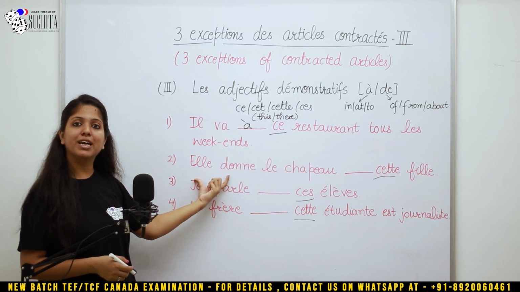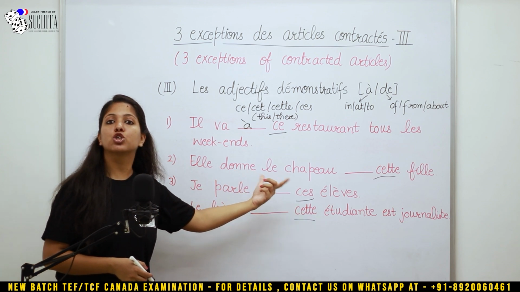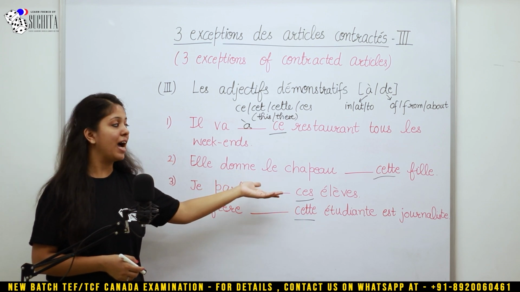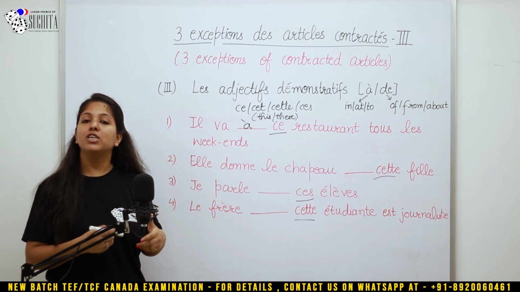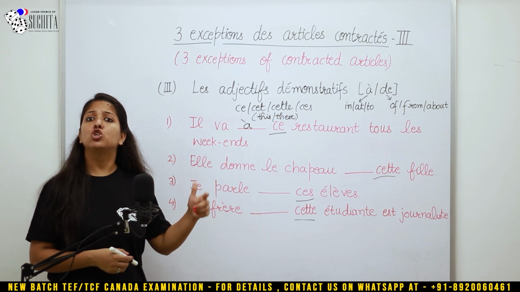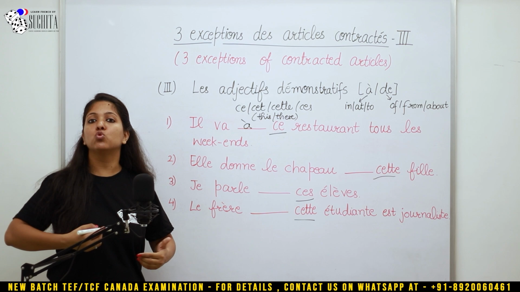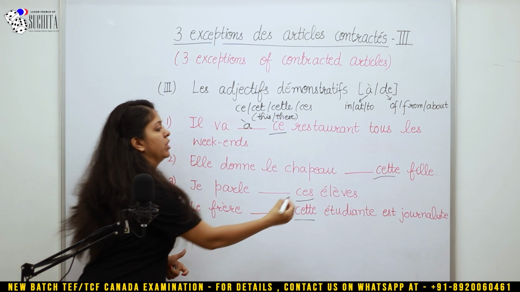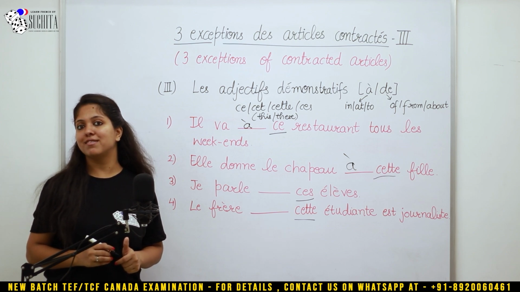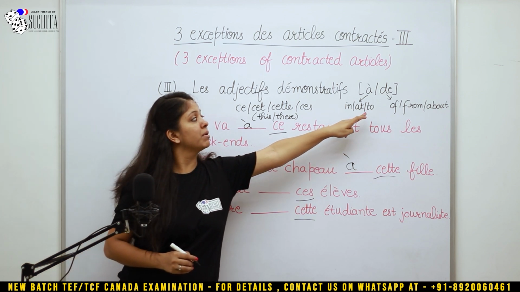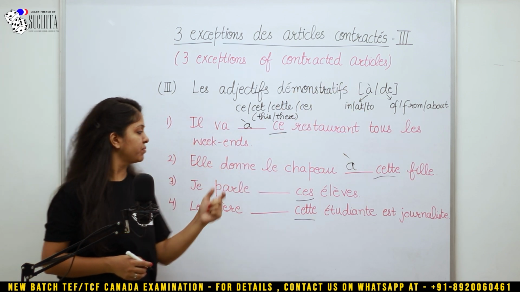Now the second example that we have is elle donne le chapeau. She gives the hat, cette fille, this girl. So she gives the hat to this girl. You will never say to the this girl. No. Alors, elle donne le chapeau à cette fille, depending upon the meaning, because to, so it is à.